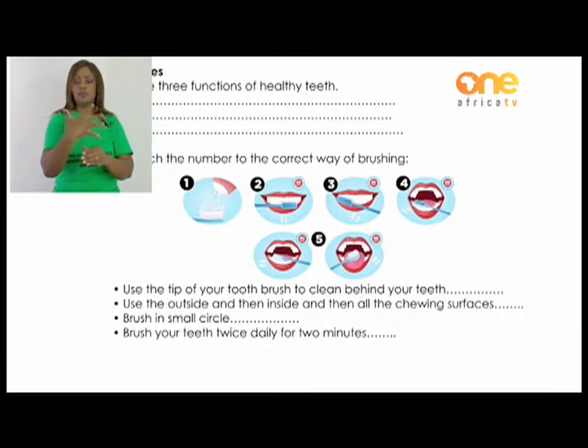Use the tip of your toothbrush to clean behind your teeth. You will look at the picture. You identify the number that makes sense with the correct sentence. Use the outside and then inside and then all the chewing surfaces. Brush in small circles. Brush your teeth twice daily for 2 minutes.